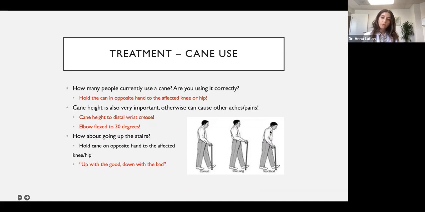The patient is hunched over. This is going to cause a lot of other issues in the back, the hips, the hamstrings. And then also going up the stairs.